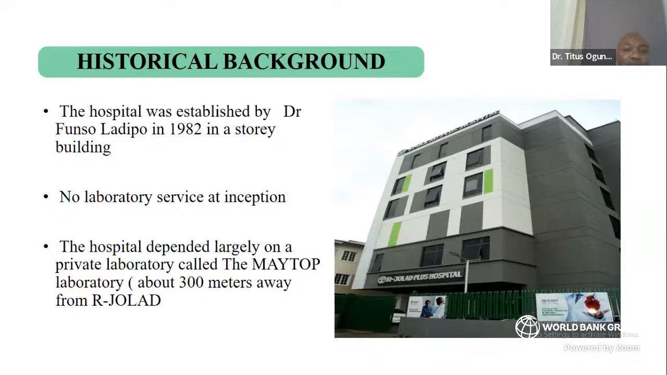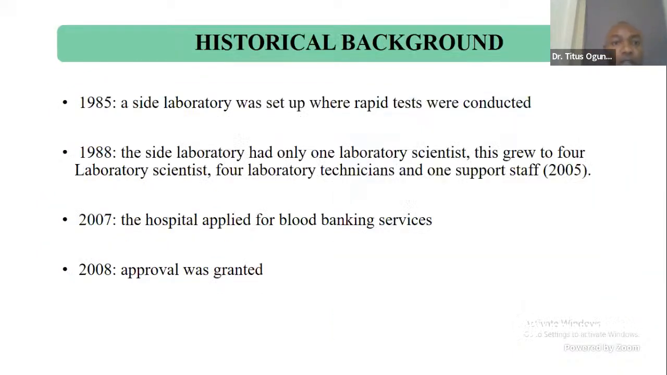However, there was no laboratory service at inception. The hospital largely depended on a private laboratory called the Main Top Laboratory that is located 300 meters away from Harrow Jolat. So this is also by way of history, at some point, there was no laboratory scientist. At some other point, in 1985, it was just a site laboratory that was set up where rapid tests were conducted. Three years later, the site laboratory had only 1 laboratory scientist that manned the place, and this grew to 4 laboratory scientists, 4 laboratory technicians, and 1 support staff in 1988.